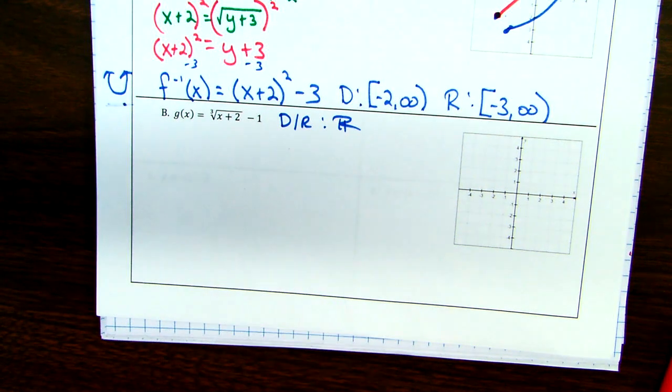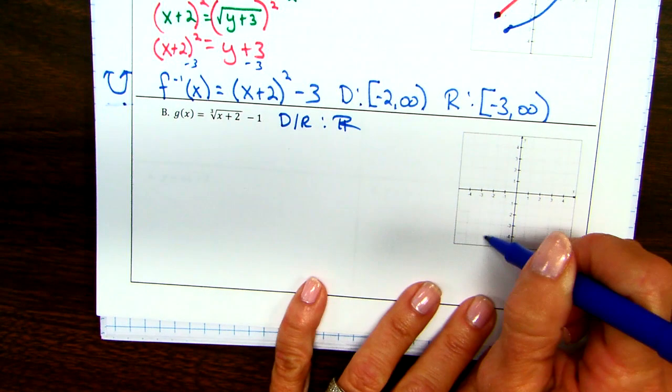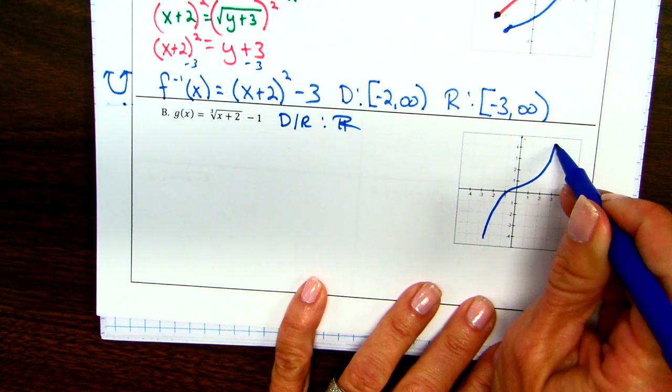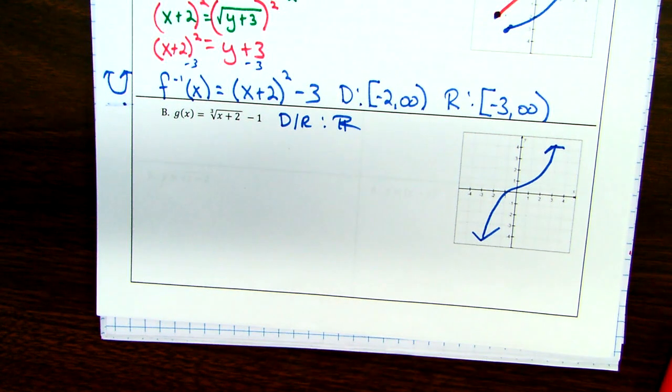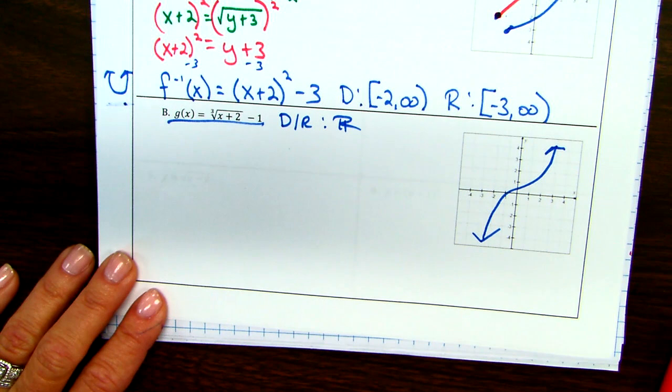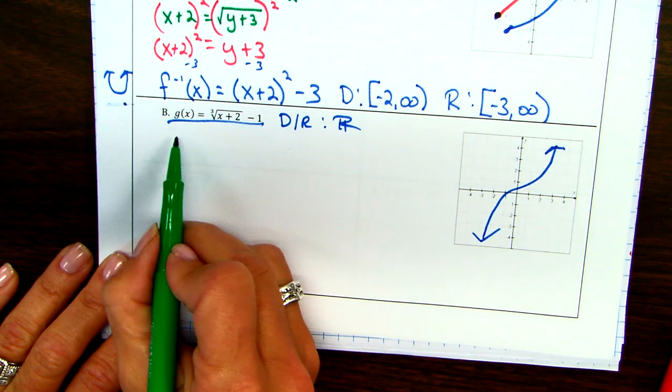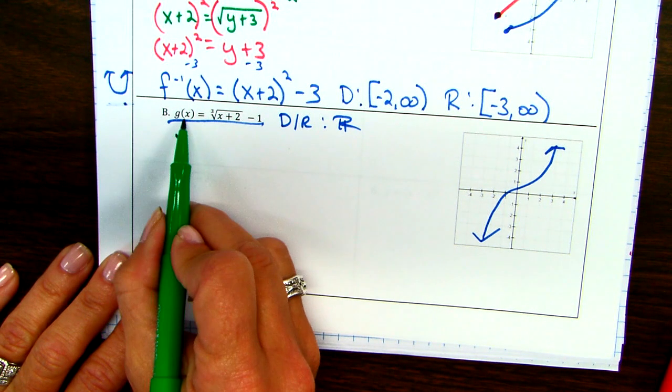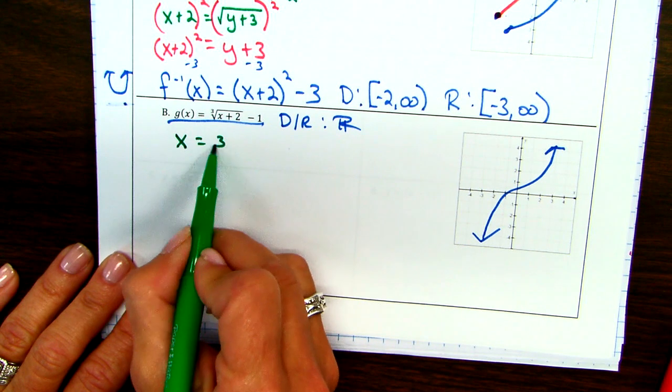I'll just tell you what a sketch of this would be. It would be something like this. Okay, we could put it in our calculator and stuff, but again, this is not a graphing lesson. That is this right here. Now let's find the inverse. So g of x, which was y, is now going to become x.